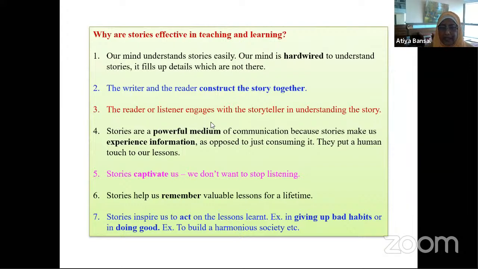Third point is that the reader and listener engage with the storyteller in understanding the story. So we construct the story together and we understand the story together. Stories are a powerful medium of communication because the stories make us experience information as opposed to just consuming it. We experience that information. And the stories put a human touch to our lessons, whatever you are trying to teach.